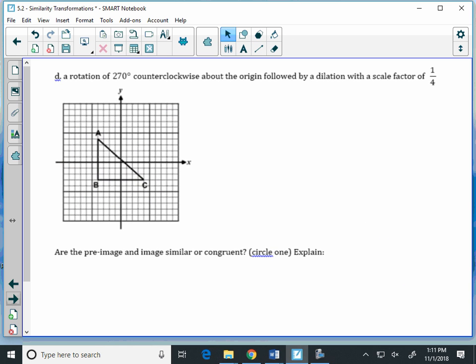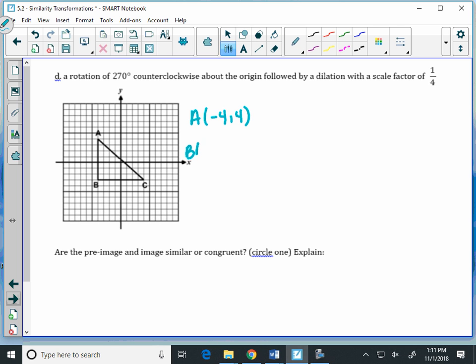If we take a look at D, it says a rotation 270 degrees counterclockwise about the origin, followed by a dilation with a scale factor of 1/4. So again, we're doing a rotation. Write down those original points. So A is at -4, 4. B is at -4, -3. And C is at 4.